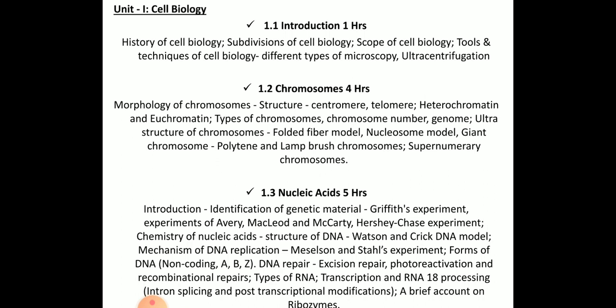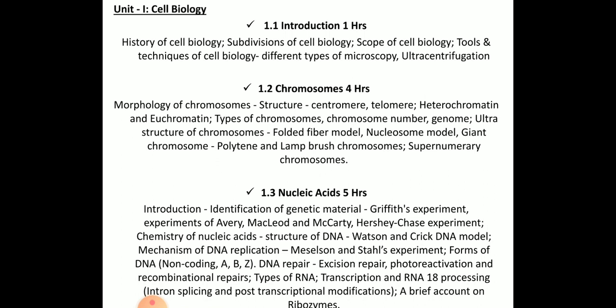So tools and techniques of cell biology, which includes different types of microscopes, ultracentrifugation. So here in microscopes, you will be studying how the microscope works, what are the parts of microscope, and what are the different types of microscope like ultra microscope, scanning microscope, electron microscope. And in ultracentrifugation, what is the purpose of use of ultracentrifugation in cell biology? Mainly it helps in extraction of DNA, RNA, proteins, etc.